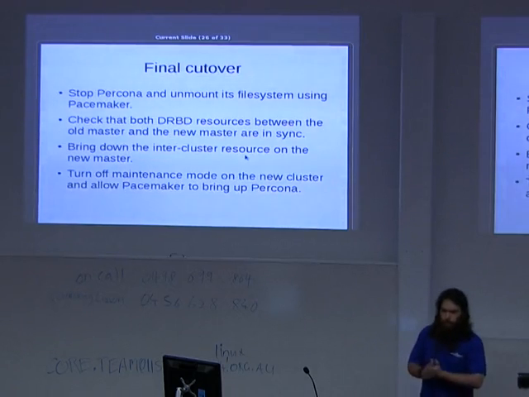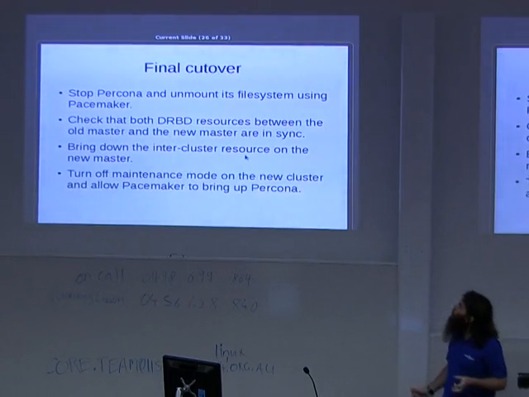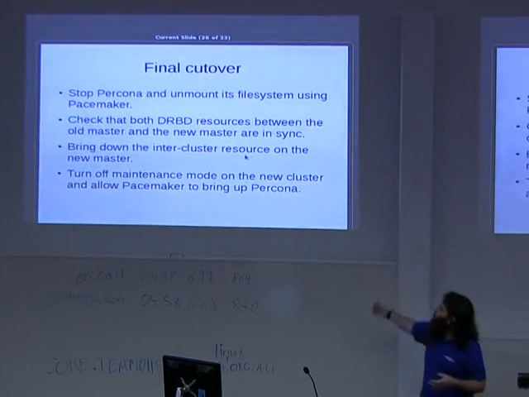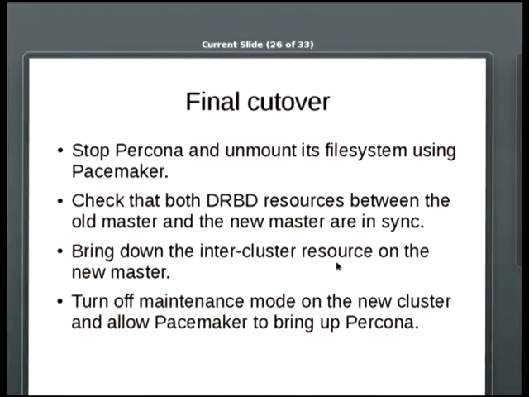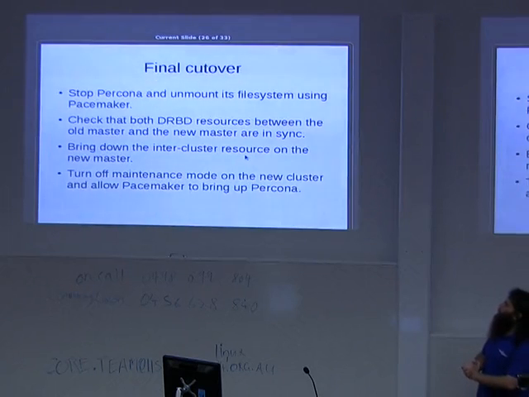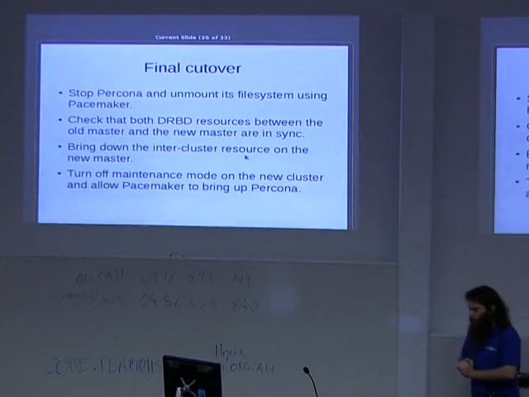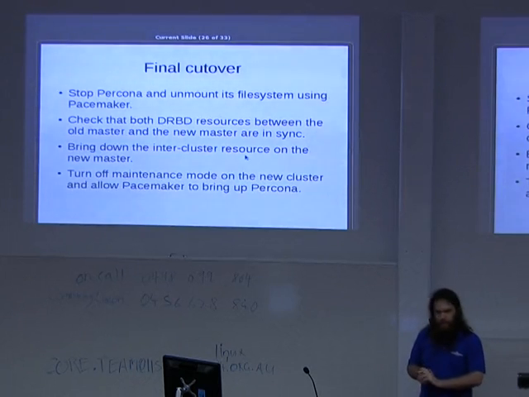Once we'd done all the testing and we were ready to cut over, the first thing, of course, is to stop Percona and unmount its file system so you no longer have anything writing to the DRBD resource. I like to check that both DRBD resources are in sync, because if something unexpected happens and you find that you have a few blocks out when you cut off the replication, then again you can get corruption, or at the very least out-of-dateness.